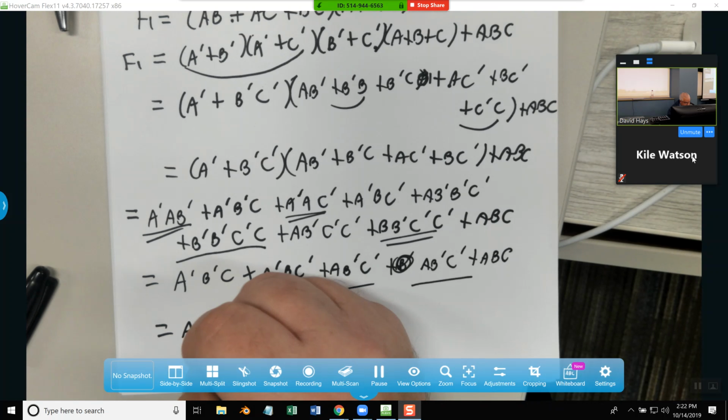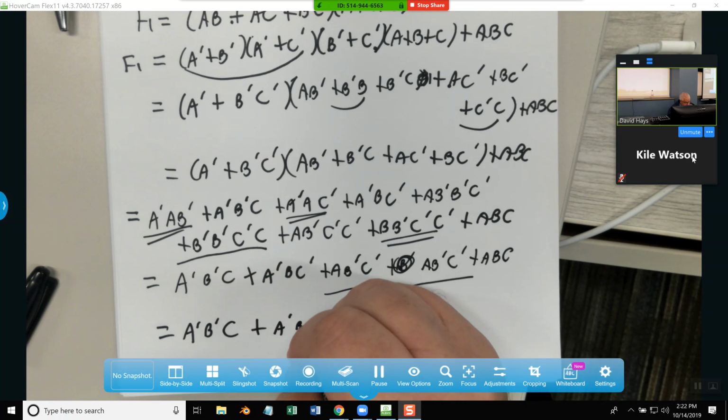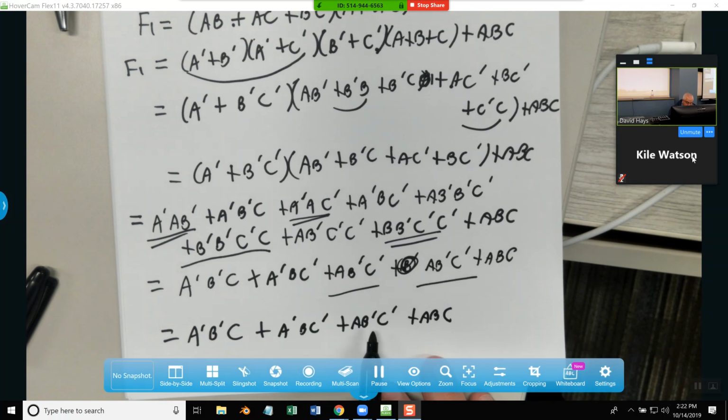Are there any questions on that example? Okay. And that's just what we did here. Plug these back in, simplify it down until you got these.